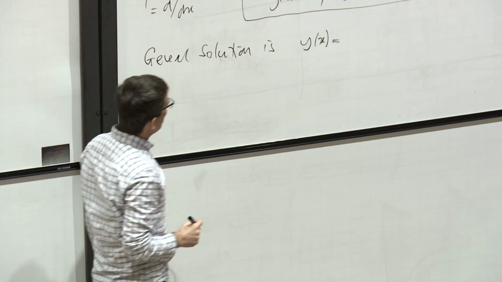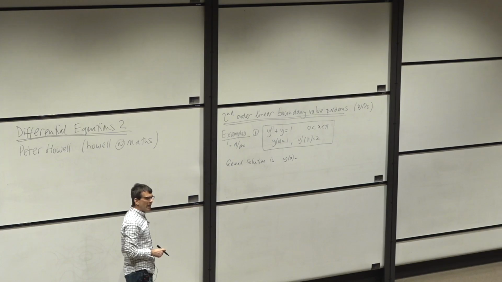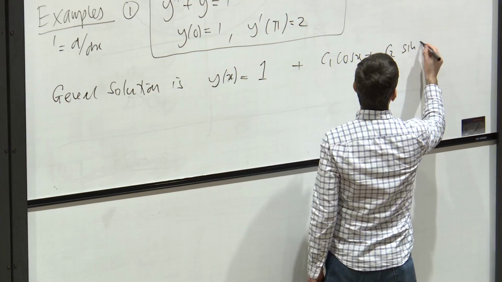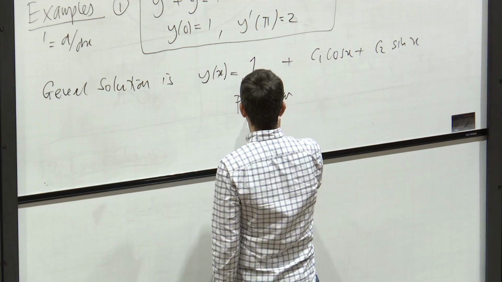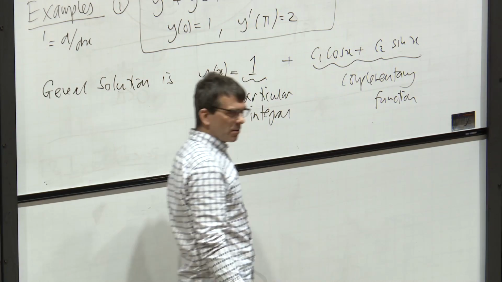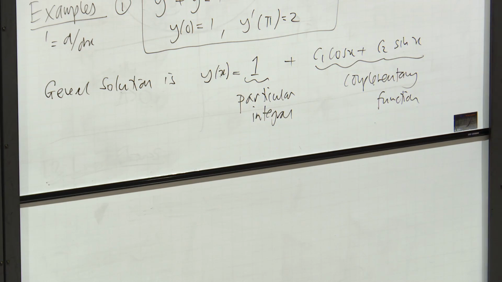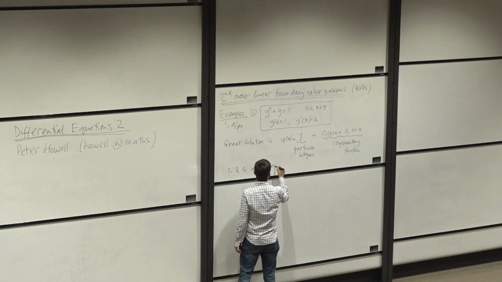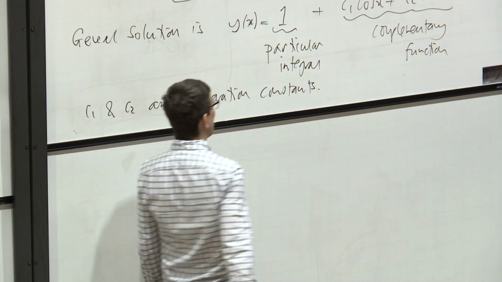So how do we solve an equation like this? I guess we have to look for a particular solution and then the complementary function. In this case, a particular integral is just one. Easy. That should be standard stuff from last year. So the general solution is the sum of a particular integral and a complementary function. In this complementary function, we have two arbitrary constants. That's straightforward. And then to work out what C1 and C2 are, we just have to plug in the boundary conditions.